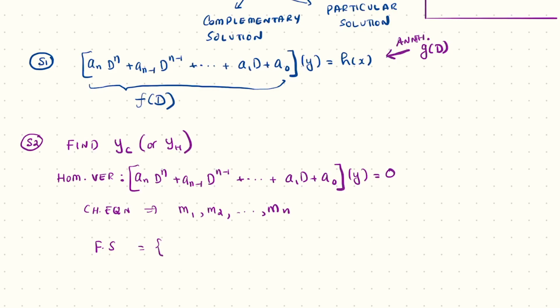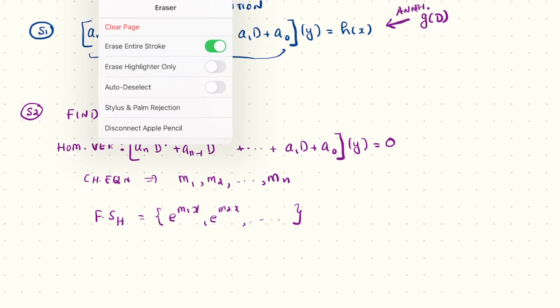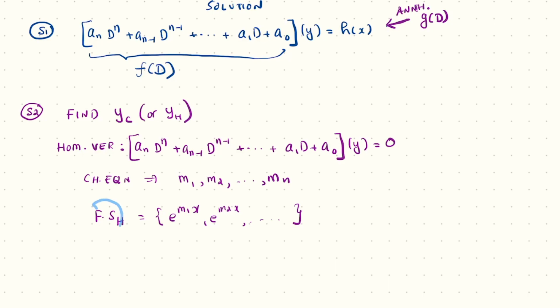Which is going to be e to the m1x, e to the m2x, and then it depends on if it's repeating and so on. You're going to have this set, right? But rather than calling it f as, I'm going to call it f as h. Very, very important, make note of this. There's a reason for that. Why am I calling this f as h? This is the fundamental set that is coming off of homogeneous differential equations, right? So I'm going to call this the fundamental set, f as h. Make note of that h.